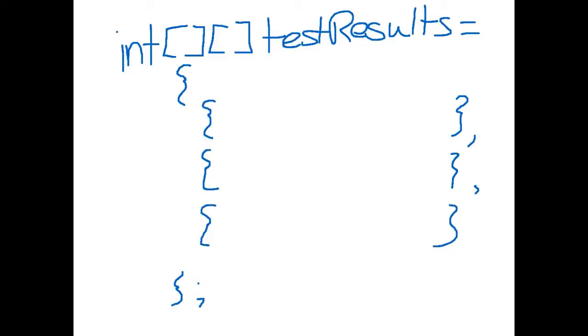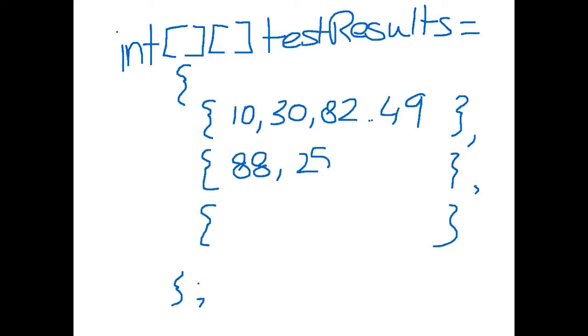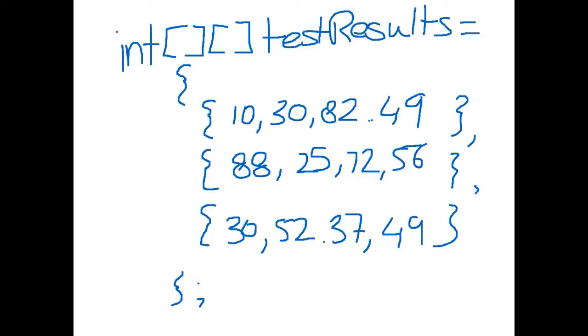So that first student would have been 10, 30, 82, and 49. The second student would have been 88, 25, 72, and 56. And the third student would have been 30, 52, 37, and 49. Okay, so these are the rows, and so that each student, and these are the test results per student. Okay, let's have a quick look on Eclipse at how to use this one.